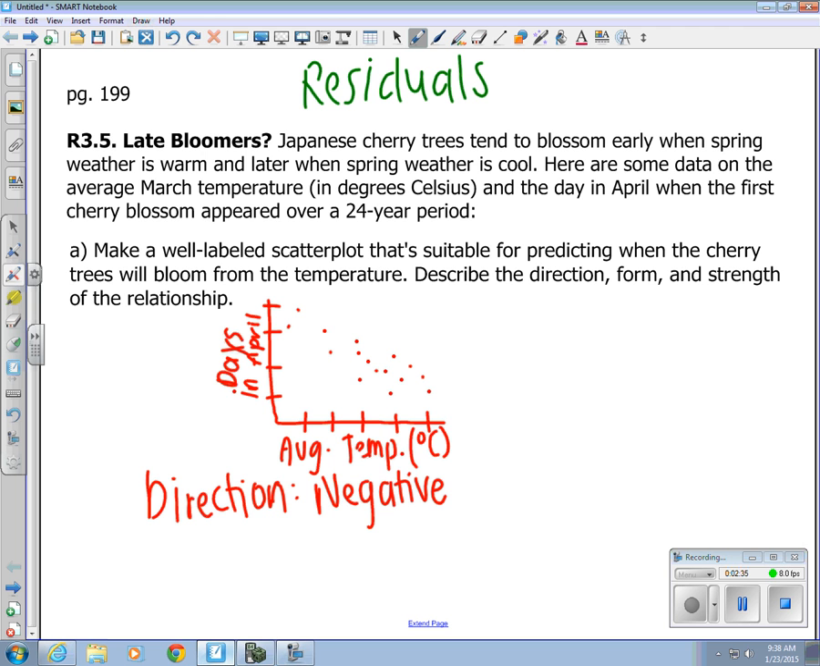That means negative. And then the form is linear. The data kind of follows a linear pattern. And then the strength, the points, they stick pretty close to a line, so it's fairly strong.